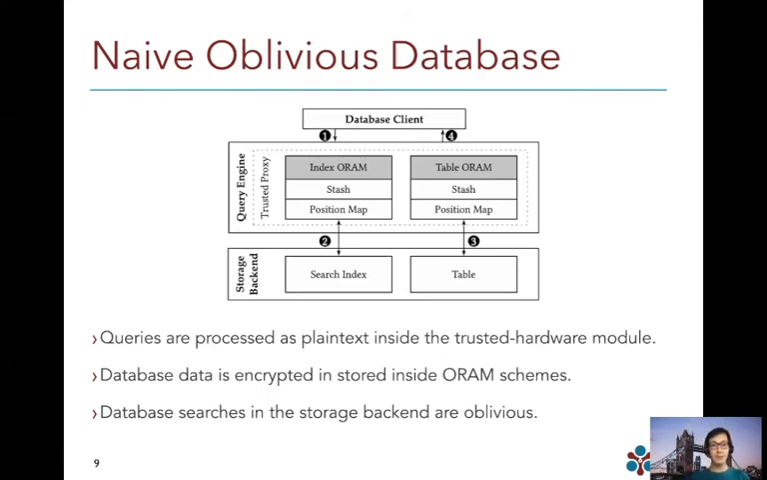Well, the straightforward approach, which you can find in the state of the art across different papers, is to offload as much computation as possible to the trusted hardware, or in this case, the trusted proxy. On the storage backend, we keep the database table and database index, but now on the trusted proxy, we have a component that can intercept client requests, fetch data blocks from the storage backend, and evaluate queries over plaintext data.